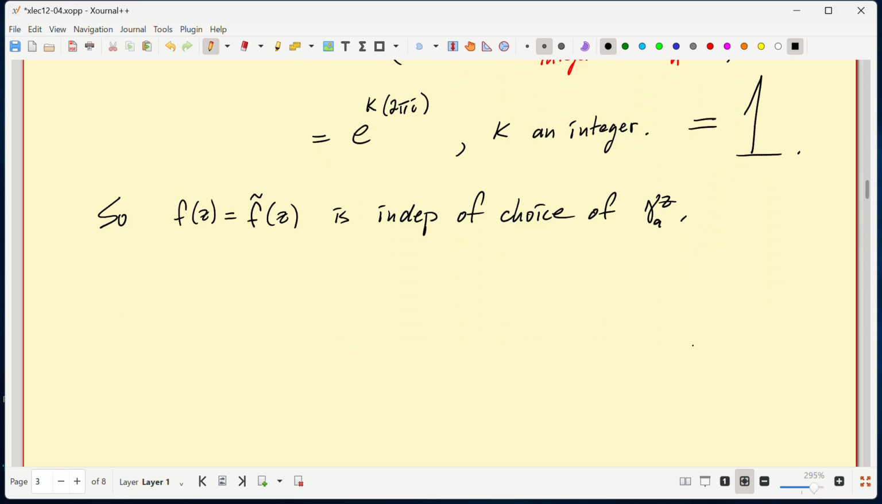Okay, now the rest is going to be somewhat familiar. Step 2, now that we know that f is well defined, the easy thing is to see that f is analytic on C minus the poles.